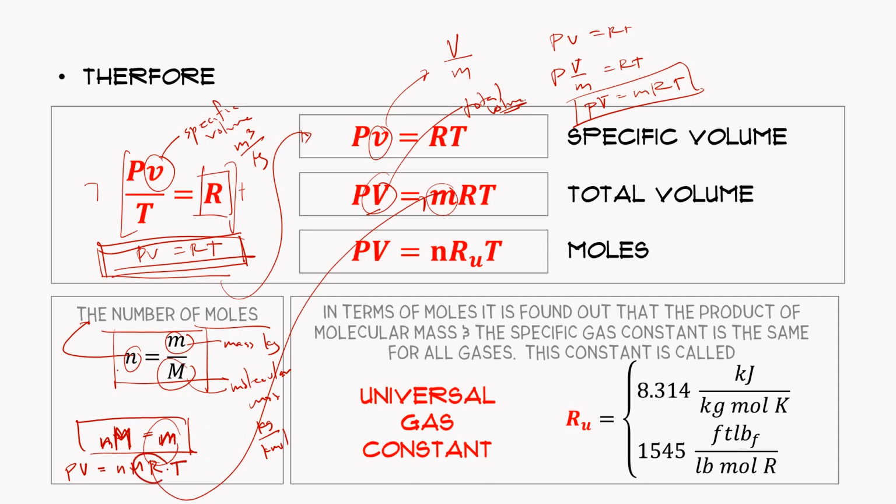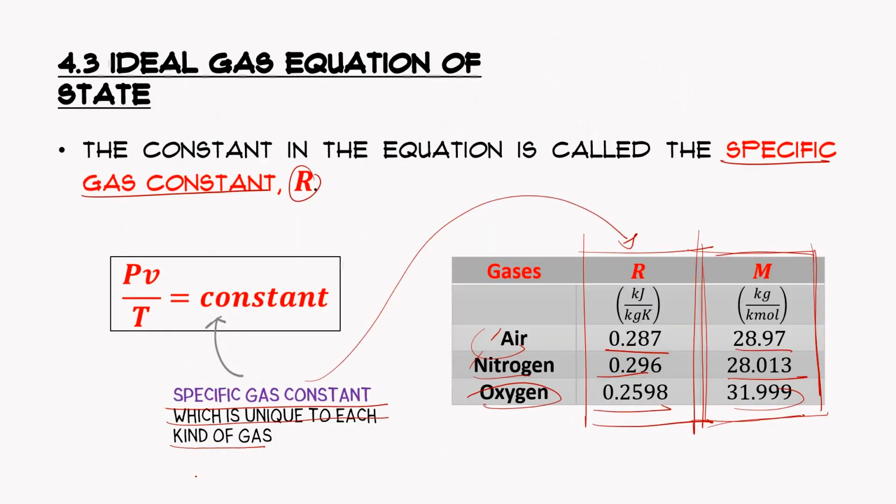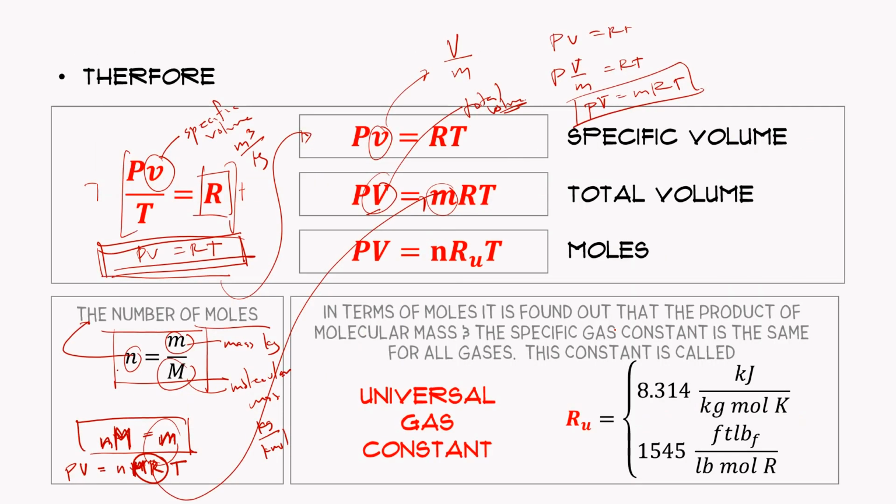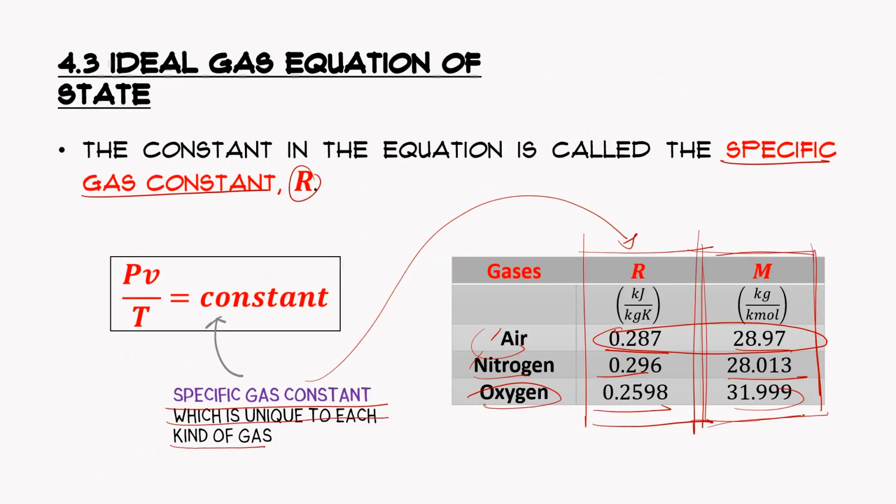But then they have found out from experiment that this product of the molecular mass times the specific gas constant, so let's say air, the product of the molecular mass of air and the specific gas constant of air, the product of this M and R, is actually constant to all types of gases. So we'll take this product, and more or less the value is a constant.